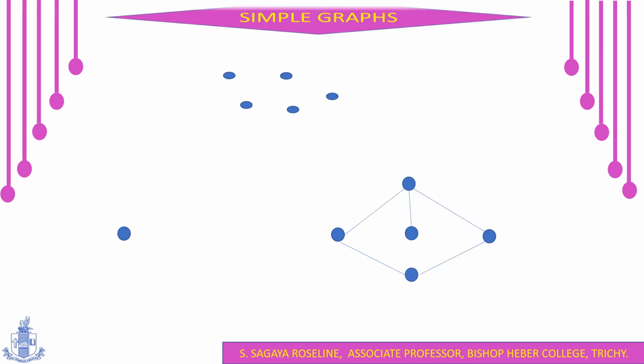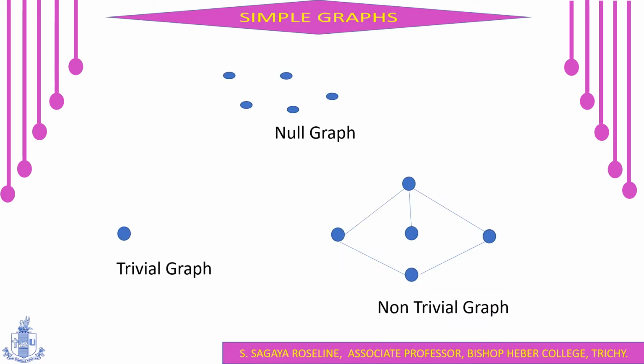Here we have some examples. For the null graph, there are only vertex sets and no edges, therefore we can call this graph a null graph. And this is a trivial graph because it contains only a single vertex. And this graph is non-trivial, as it contains more than one vertex.